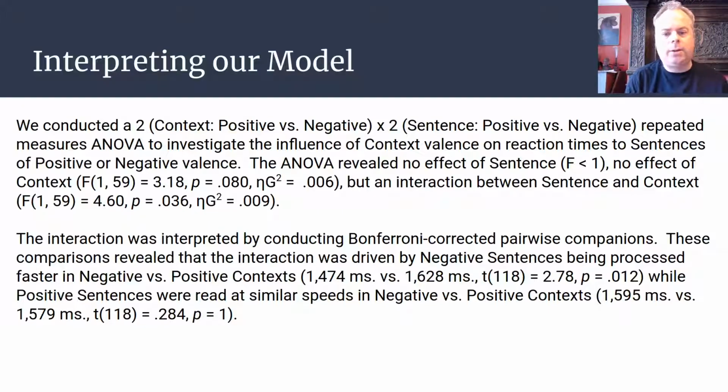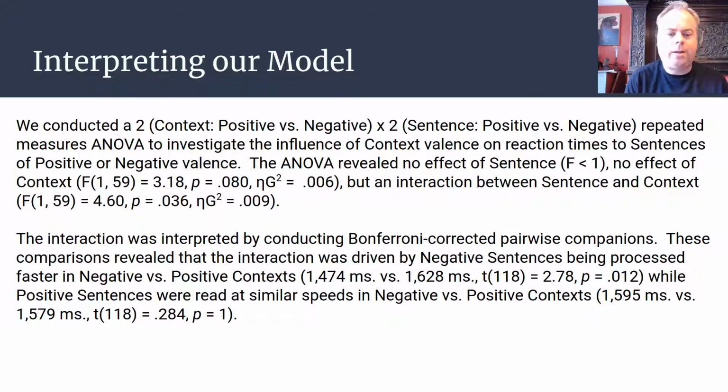We'd say we conducted a 2 context (positive versus negative) by 2 sentence (positive versus negative) repeated measures ANOVA. It's important you capture your experimental design in your ANOVA, and we do that explicitly like that. So we conducted a 2x2 repeated measures ANOVA to investigate the influence of context valence on reaction times to sentences of positive or negative valence. The ANOVA revealed no effect of sentence. The F was less than 1. If the F value is less than 1, you don't need to add any more information. No effect of context, but an interaction between sentence and context.